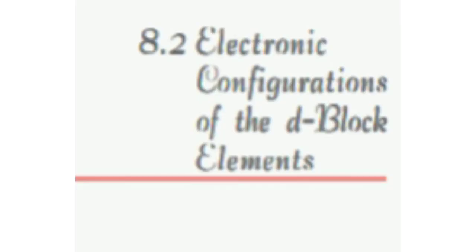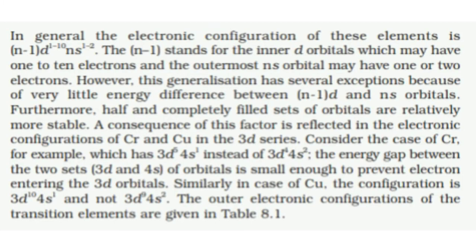8.2 Electronic configuration of d block elements. In general, the electronic configuration of these elements is (n-1)d1 to 10 ns1 to 2. The (n-1) stands for the inner d orbitals which may have 1 to 10 electrons, and the outermost ns orbital may have 1 or 2 electrons. However, these generalizations have several exceptions because of very little energy difference between (n-1)d and ns orbitals.